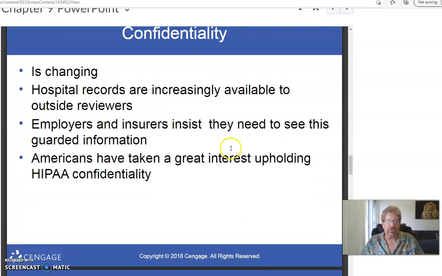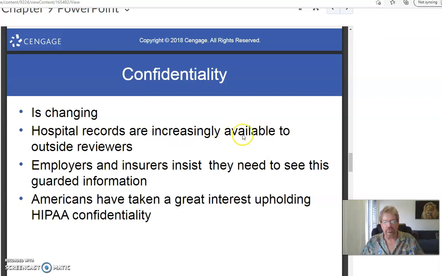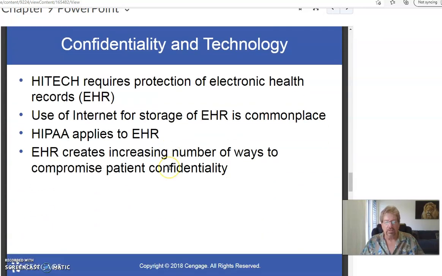Confidentiality is changing, okay? Hospital records are increasingly available to outside reviewers. Employers and insurers insist they need to see this guarded information. Well, certainly the insurers do to a point, guys, because they have to pay the claims. I'm not so sure whether the employers need it. Americans have taken a great interest in upholding HIPAA confidentiality. Yeah, and it costs a lot of money too, guys, from the standpoint of a healthcare provider.